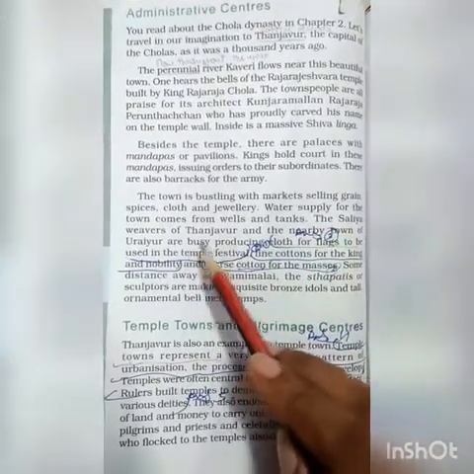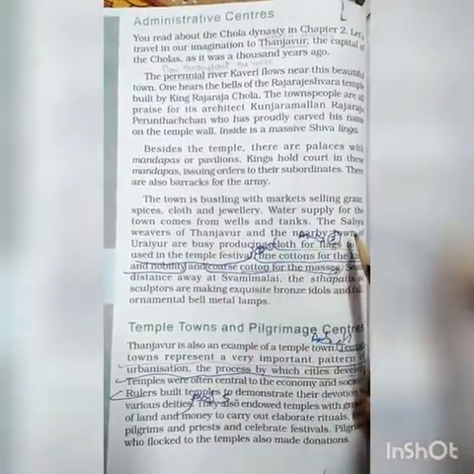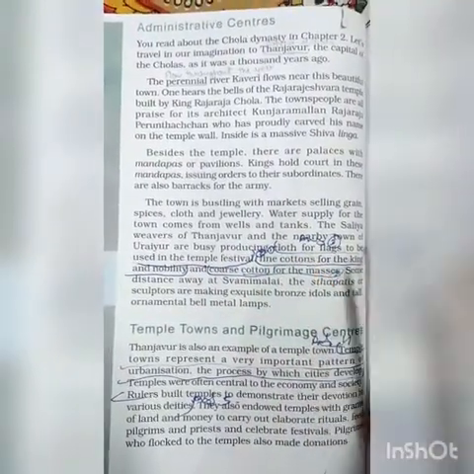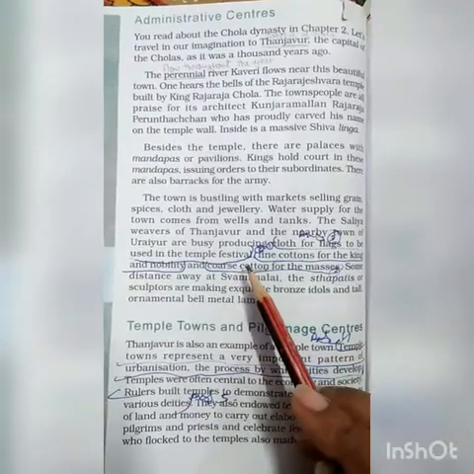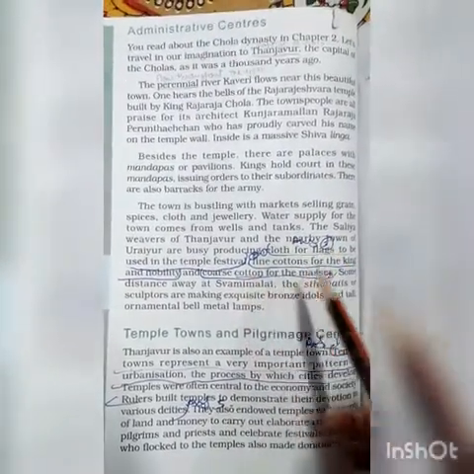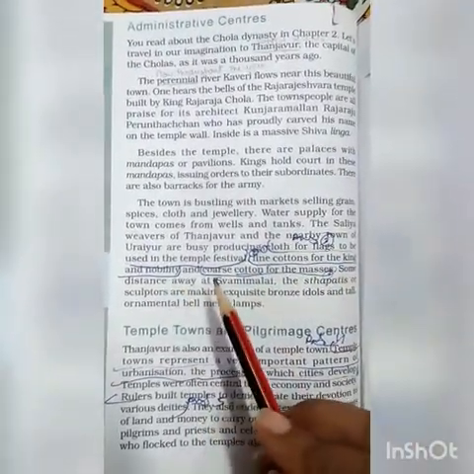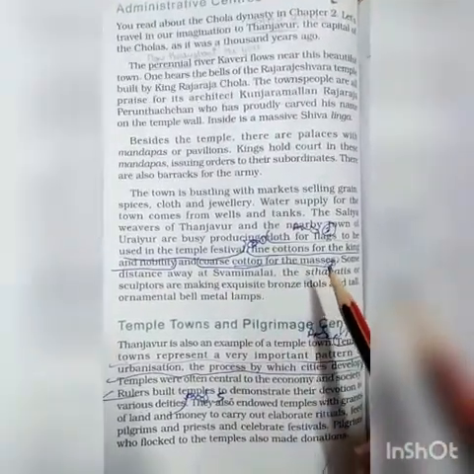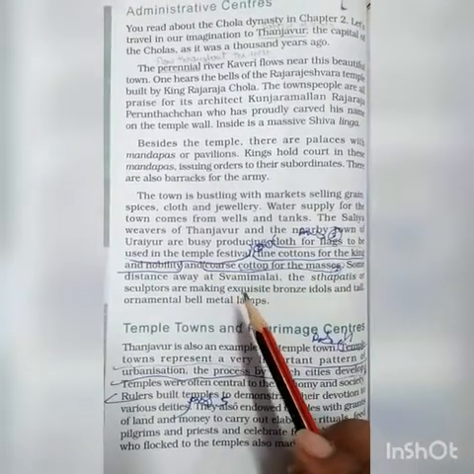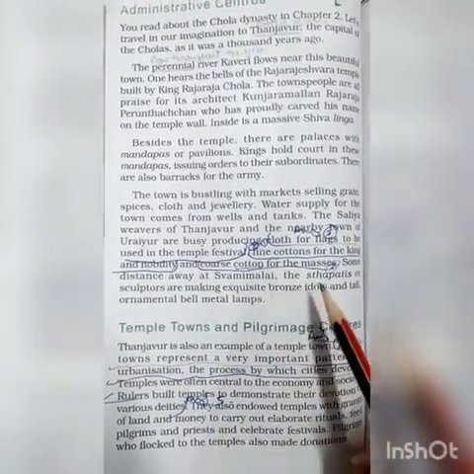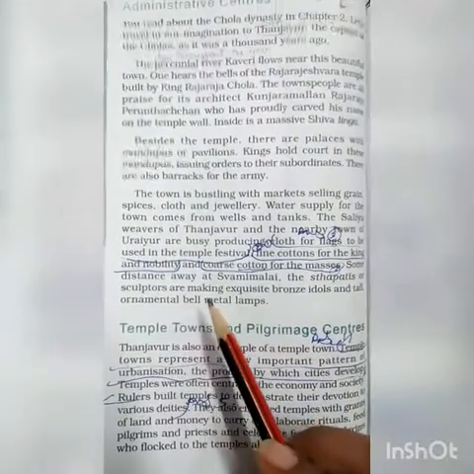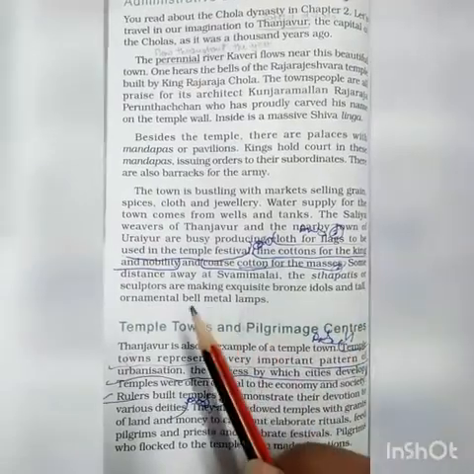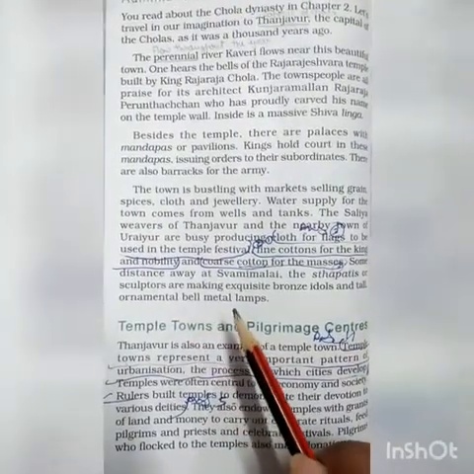The Saliya weavers of Tanjore and the nearby town of Uraiyur are busy producing cloth for flags to be used in the temple festival. Fine cottons for the king and the nobility and coarse cotton for the masses. Some distance away at Swamimalai, the sthapatis or sculptors are making exquisite bronze idols and tall ornamental bell metal lamps.